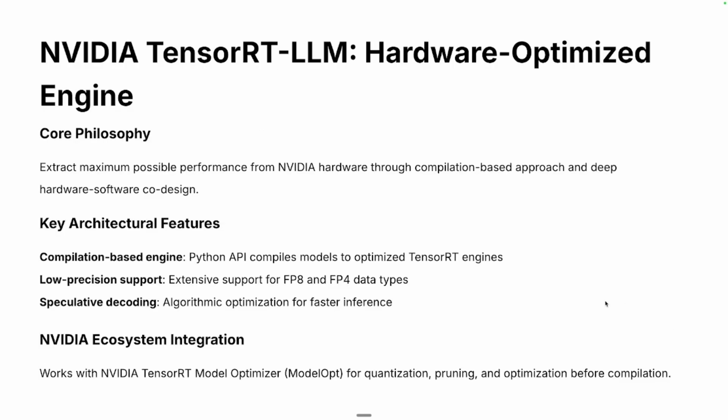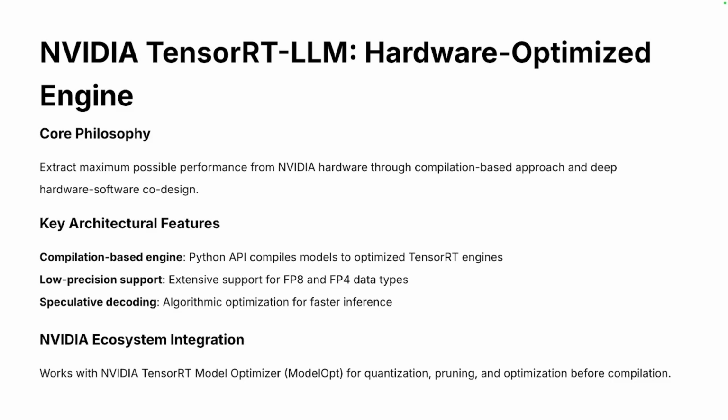The next framework is NVIDIA TensorRT-LLM, which is a purpose-built engine for getting the absolute most out of NVIDIA hardware. Here the core philosophy is all about deep hardware-software co-design, meaning it is tightly integrated with NVIDIA GPUs to maximize performance, especially through compilation-based optimization. The engine uses a Python API, which is tailored specifically to the NVIDIA hardware.